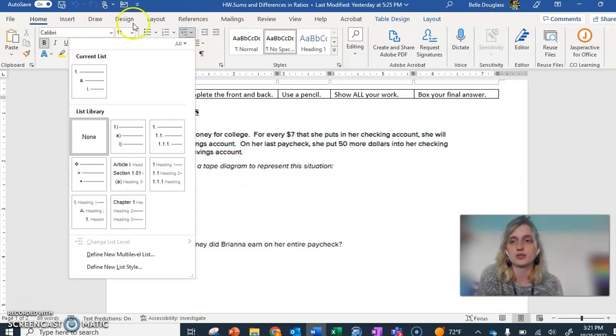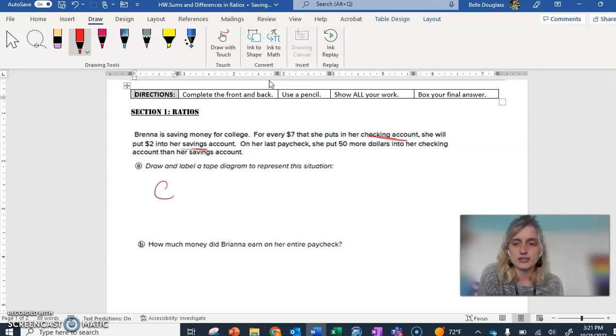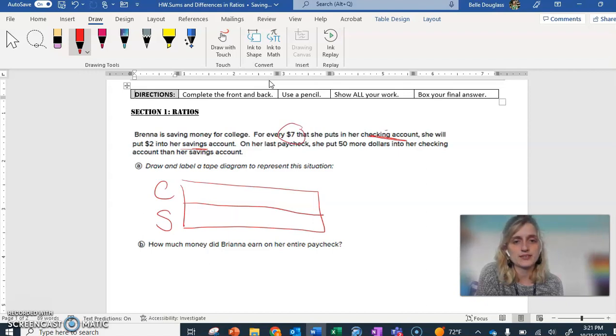All right, so I'm hearing two different units here, a checking account and a savings account. So I'm going to make my tape diagram that's going to be checkings and savings. So here's my rectangle. Label your units. That's worth a point. 7 is for the checking account. 2 is for the savings account. So I need at least 7 boxes. 1, 2, 3, 4, 5, 6, 7. 7 for the checking account. Highlight. 2 for the savings account.